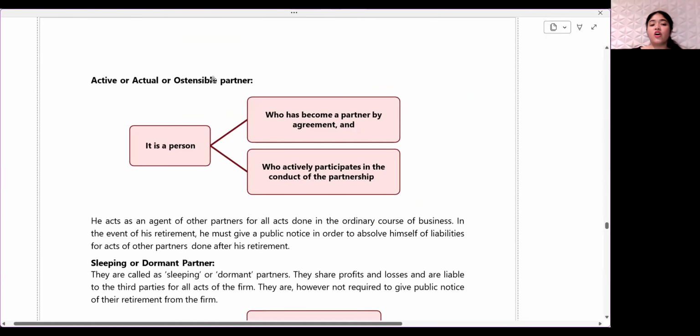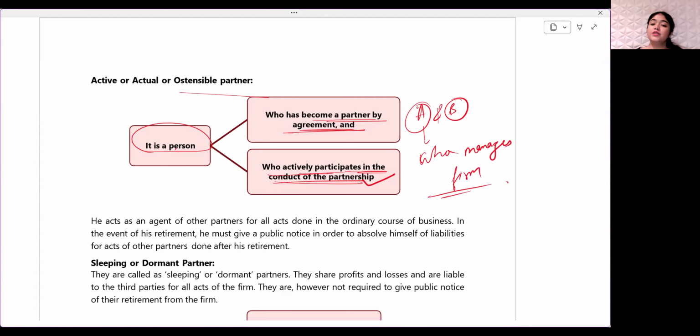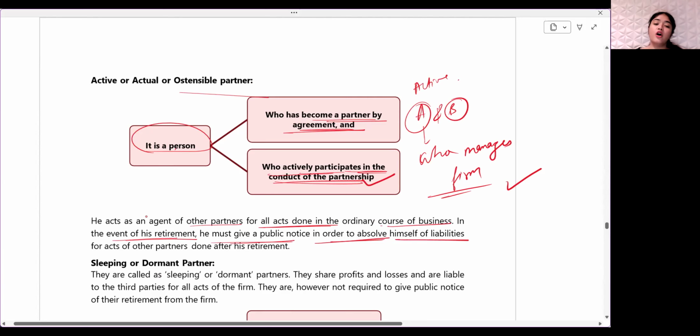Active or actual or ostensible partner. It is a person who has become a partner by agreement, who actively participates in the conduct of the partnership. A and B are the partners, and A is the one who manages work, manages firm. So he is going to become the active partner. He acts as an agent of other partners for all acts done in the ordinary course of business. In the event of his retirement, he must give a public notice in order to absolve himself of liabilities for acts of other partners done after his retirement.